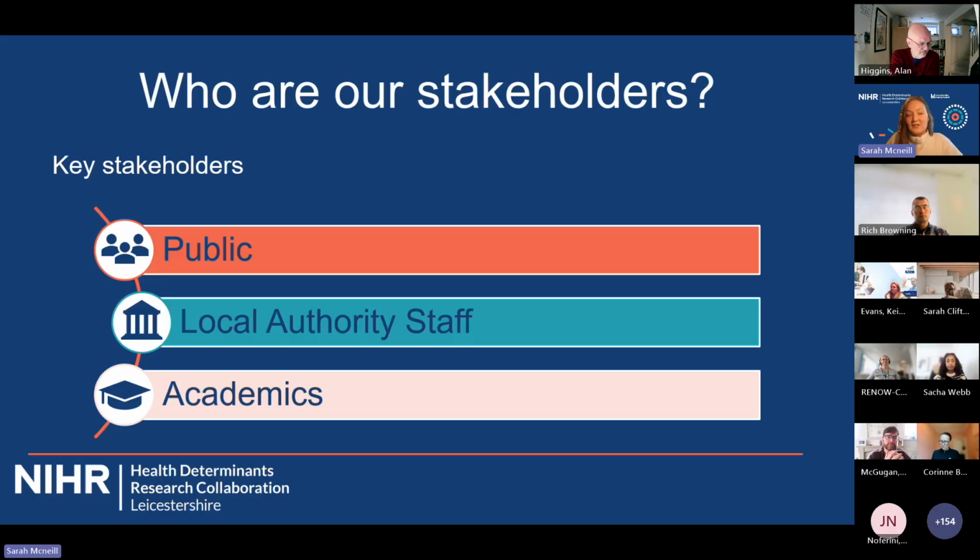So Sasha and I have picked out 3 key stakeholders: the public, the local authority staff and the academics. We're going to talk through strategies for how we work with them, and then some success stories of what's gone well maybe. So I'm going to hand over to Sasha now to talk about our strategies for engaging with the public, because she's our public and community engagement manager.